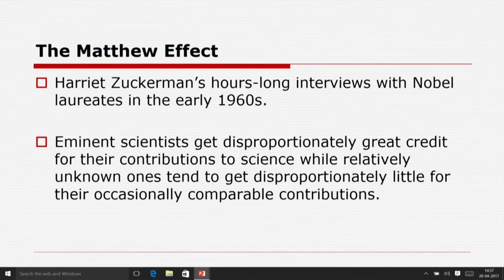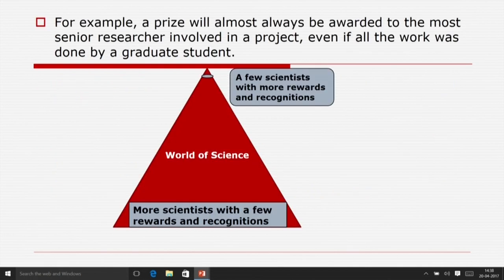Then we discussed the Matthew effect in science in its generality. How eminent scientists get disproportionately great credit for their contributions to science, while relatively unknown scientists tend to get disproportionately little or nothing for their occasionally comparable contributions. This is how, for example, we discussed, a prize will almost always be rewarded to the most senior researcher involved in a project, even if all the work was done by a graduate student or a junior scientist.